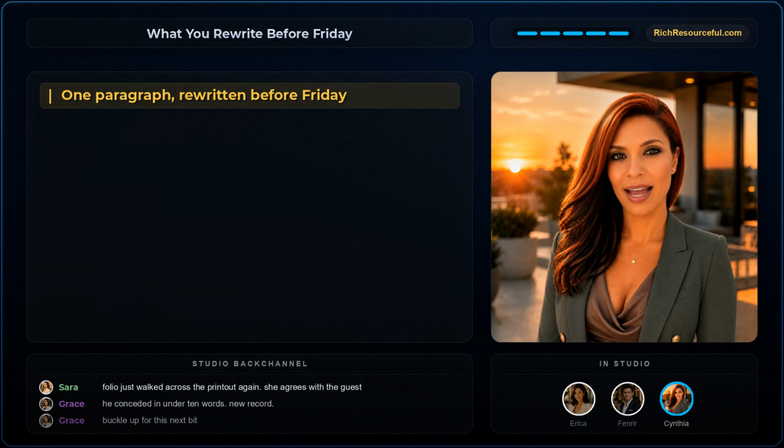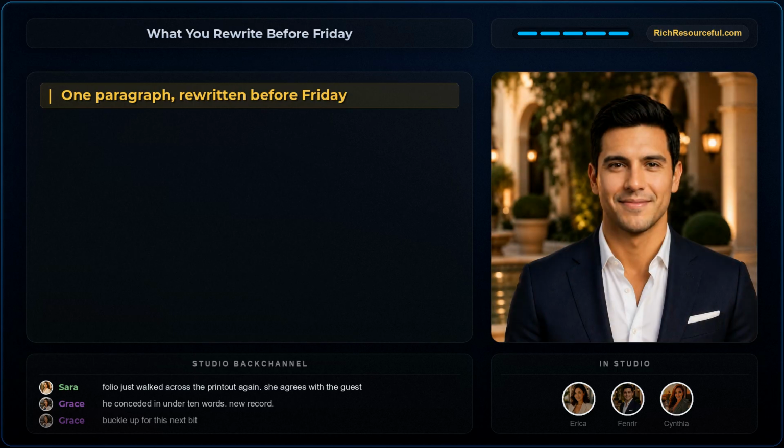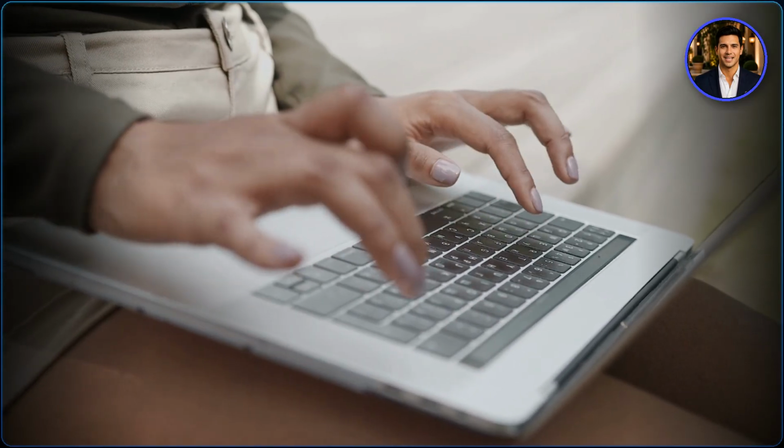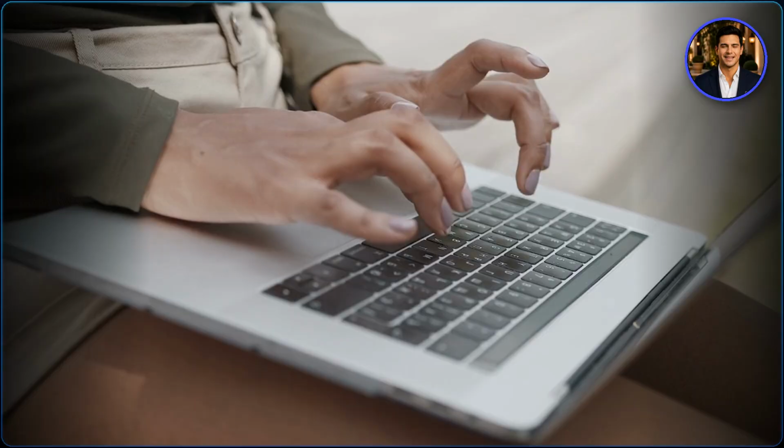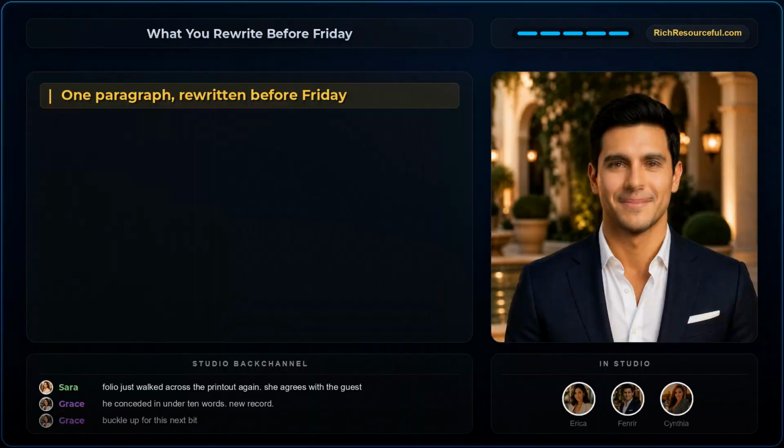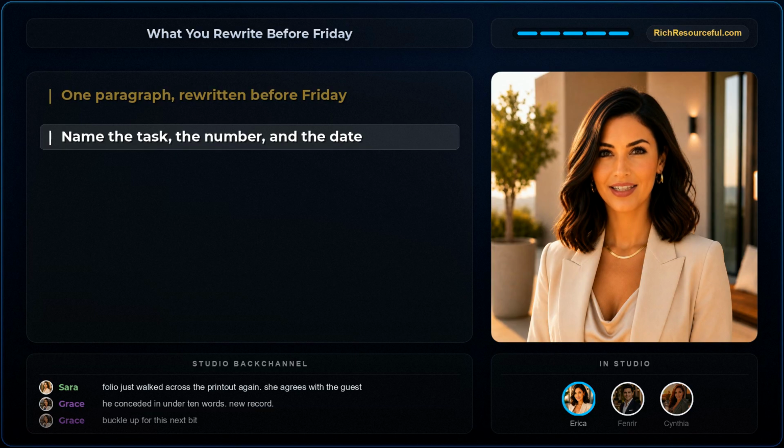Fenrir, one line. If you rewrite one present level before Friday and nothing else, which line do you fix? The verb, "struggles," because it promises a comparison it never makes. Put a number where it stood. Name the task, the number, the date. Not "reading," but oral reading of grade level text. Not "low," but 41 words correct per minute. Not "this fall," but the second week of September.